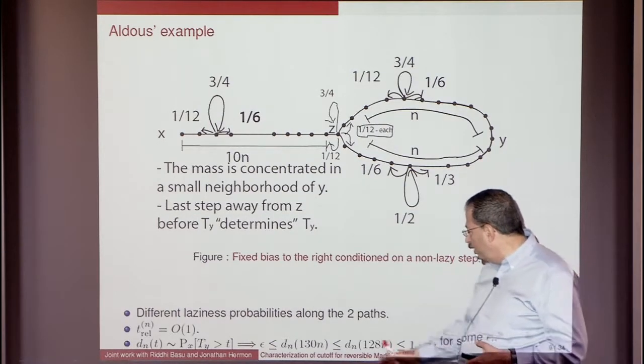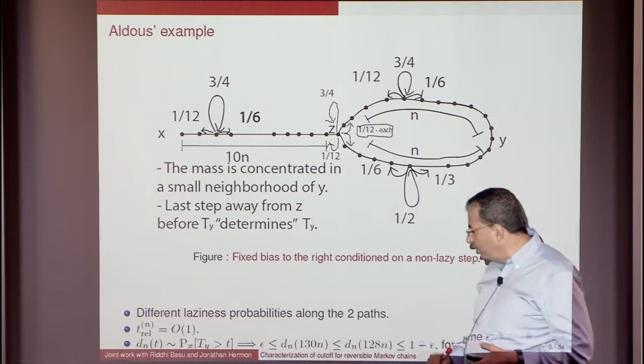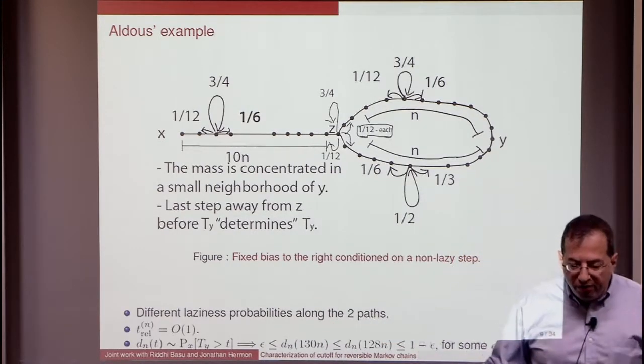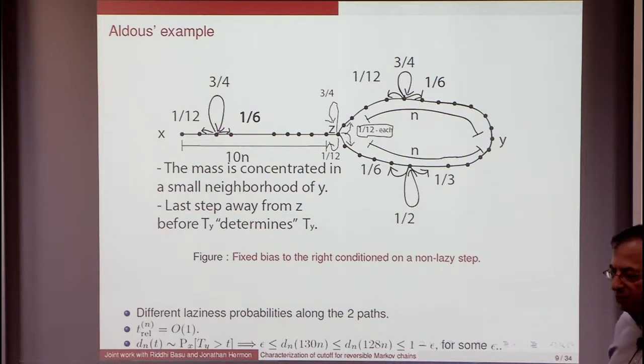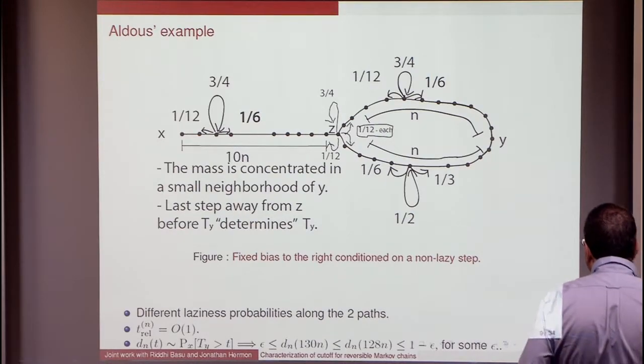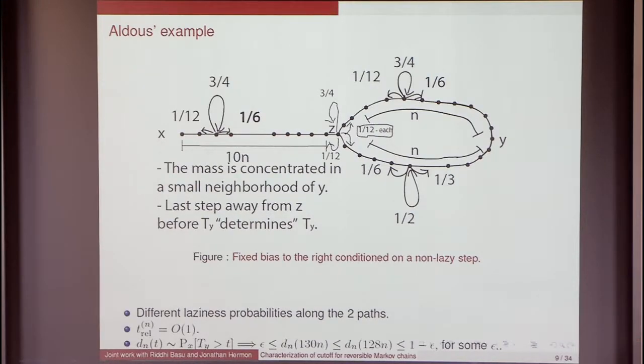So in particular, if I look at two intermediate numbers like 130 and 128, in both of them the total variation distance is bounded away from 0 and 1. And so there's no cutoff.